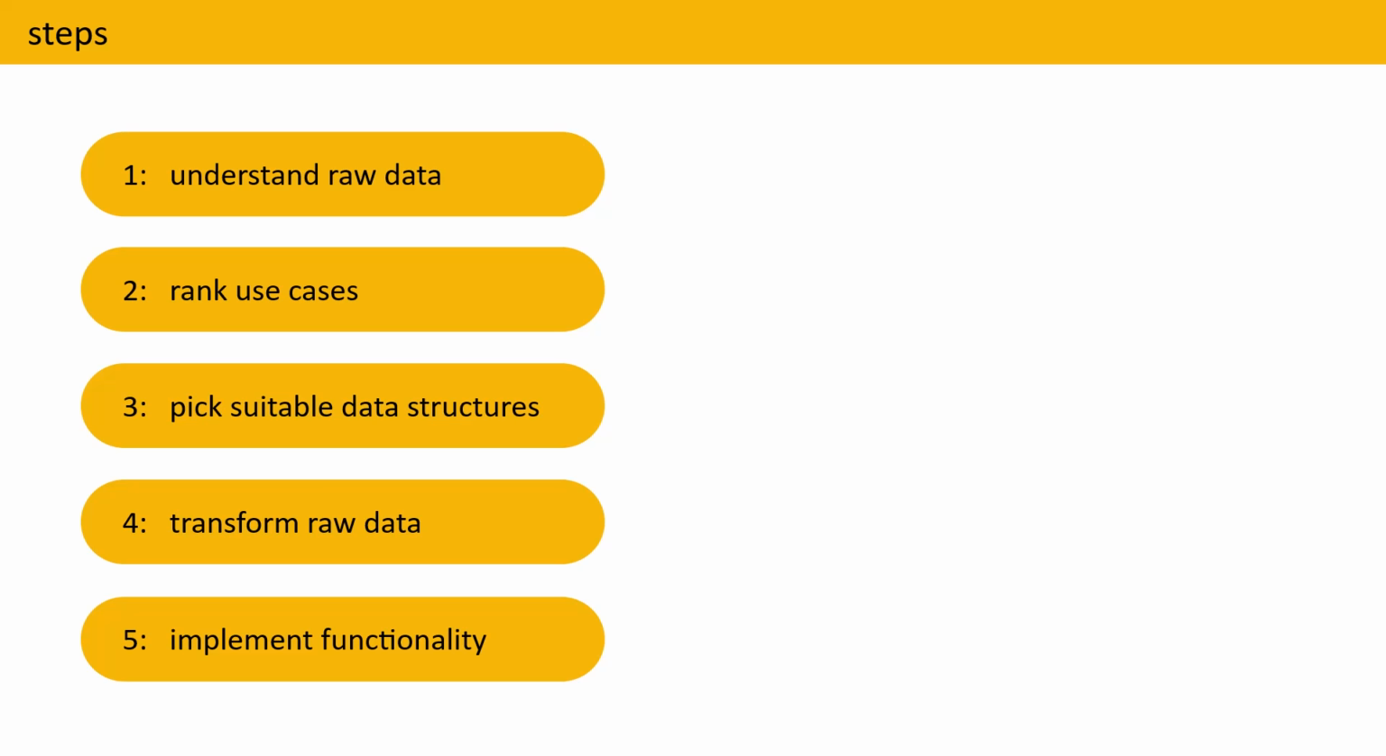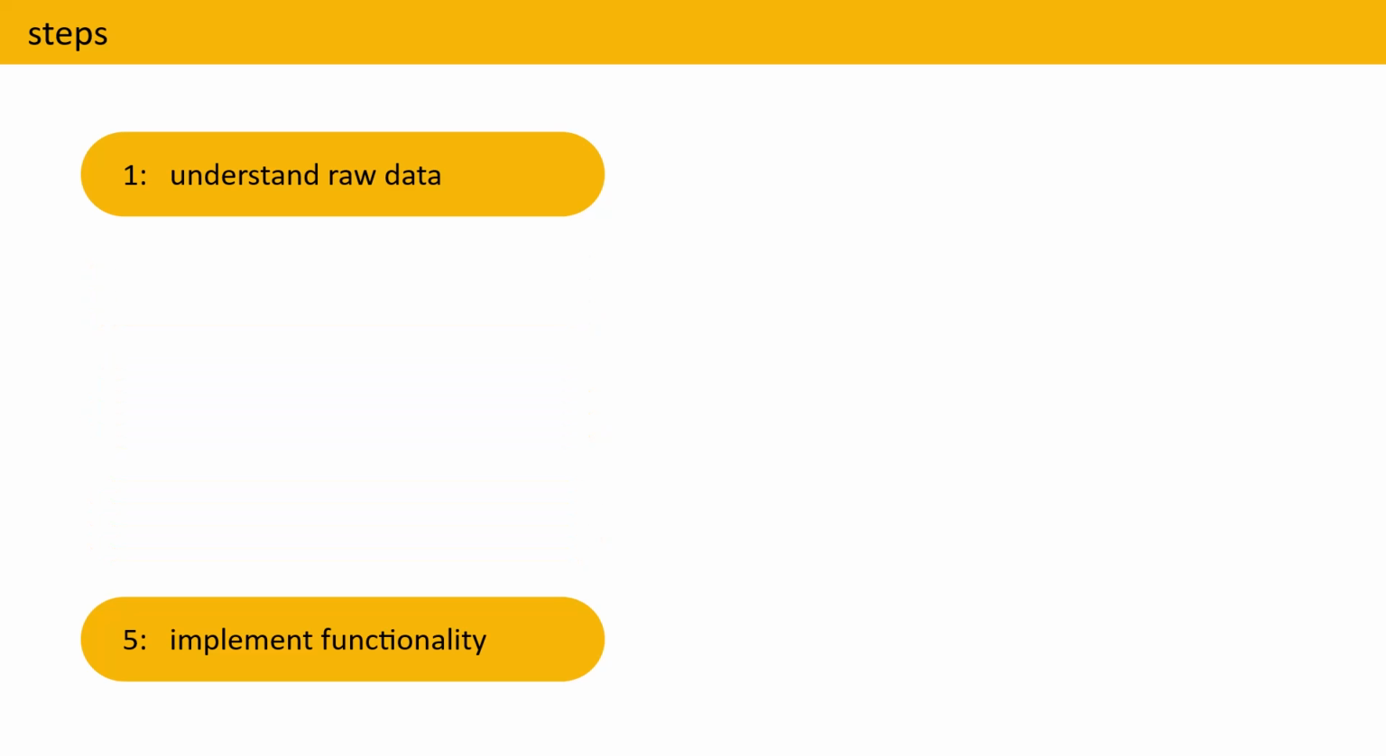In practice, however, I see that steps 2 to 4 are often skipped, which leads to overly complex and slow code. We will see an example later. First, however, let's have a look at data structures and some of their properties.